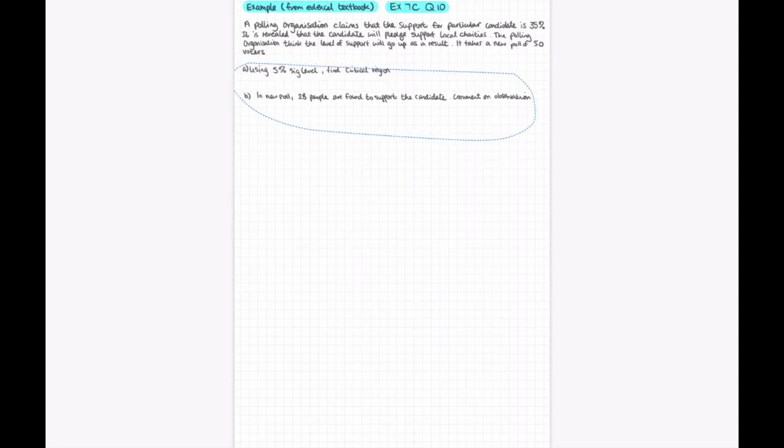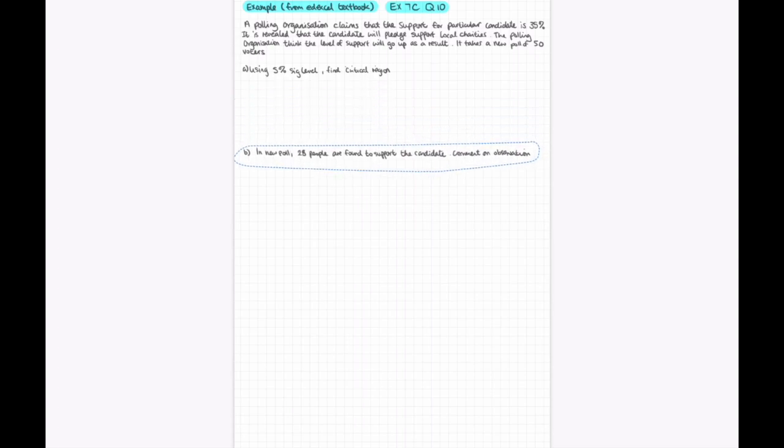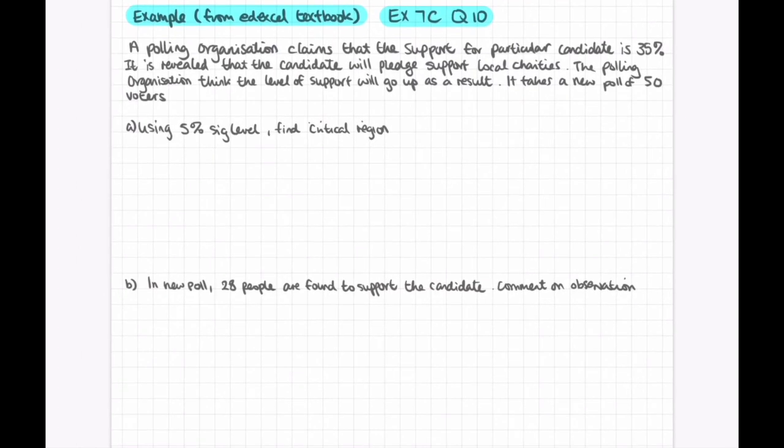This is from the textbook again. I do not take any credit because I do not know how to make questions. So, question 10 from exercise 7C. A polling organisation claims that the support for a particular candidate is 35%. It is revealed that the candidate will pledge support for local charities. The polling organisation thinks the level of support will go up as a result. It takes a new poll of 50 voters. Using a 5% significance level, find the critical region. That's question A. And question B, in a new poll, 28 people are found to support the candidate.